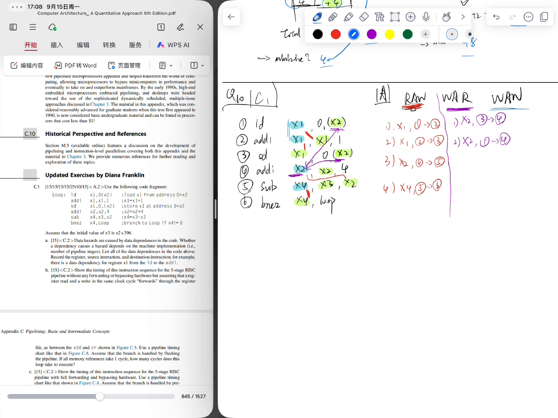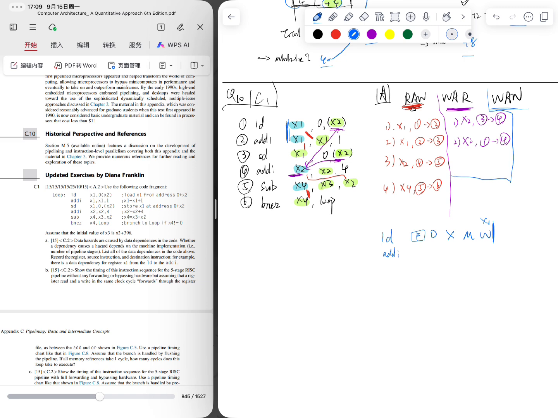Okay, so do we have WAW? Some of you may think that these two x1 will have a WAW right after, right? But after you consider there are 5 stages, right? Fetch, decode, execute, memory, write back. That is for the load. And when will we write back? Actually just here. After the write back stage, we can get x1 modified, right?